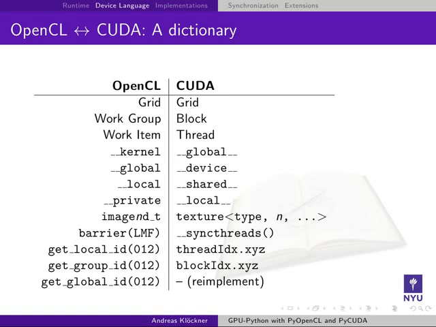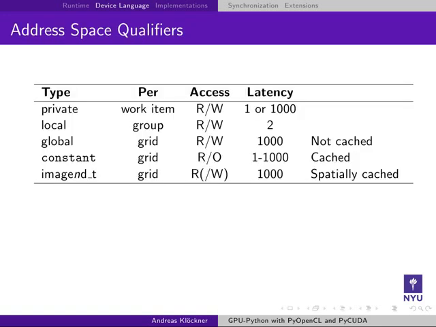Also, textures become images, sync threads becomes barrier, thread index becomes get local ID, block index becomes get group ID. Actually, get global ID doesn't exist in CUDA, but it's easy to re-implement. So in that sense there's a direct one-to-one correspondence. And these memory spaces, just to remind you: private is what's called registers in CUDA. Private to a work item, read-write, and usually very fast unless they're spilled to memory. And local or shared memory is specific to a group, read-write, also very fast.